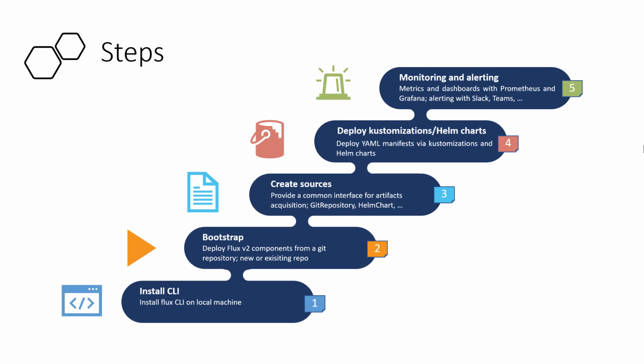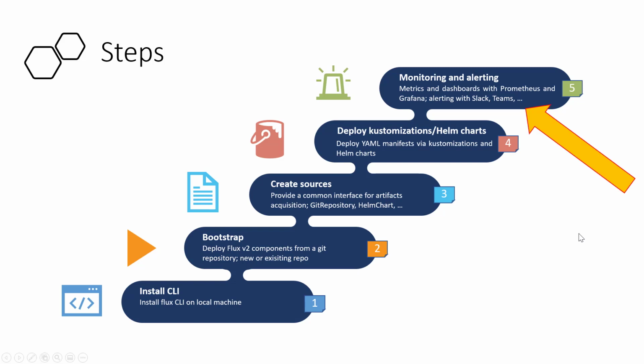In the first video, we looked at what is Flux v2 and we installed the CLI and bootstrapped our cluster from a Git repository. Then we took a small detour in the second video and we looked at kustomize, because kustomize is heavily used by Flux to deploy YAML manifests to your cluster. In the third video, we created a source to a Git repository with YAML files, and then we deployed two kustomizations from those YAML files.